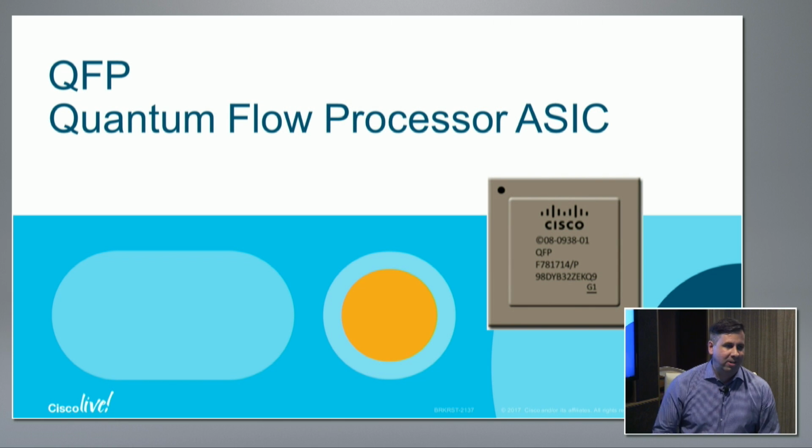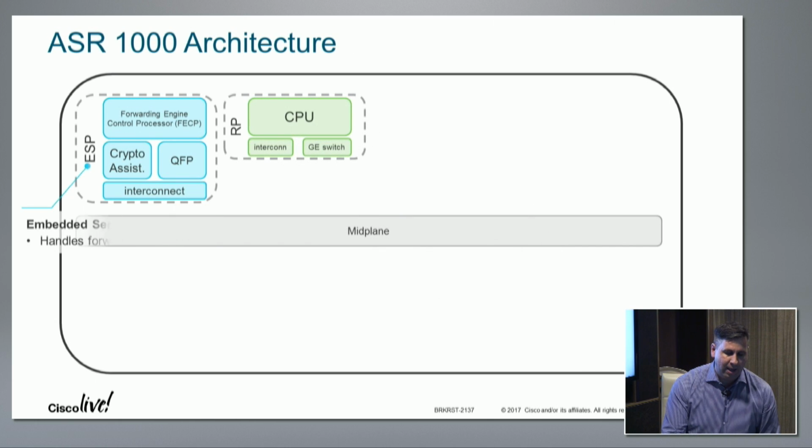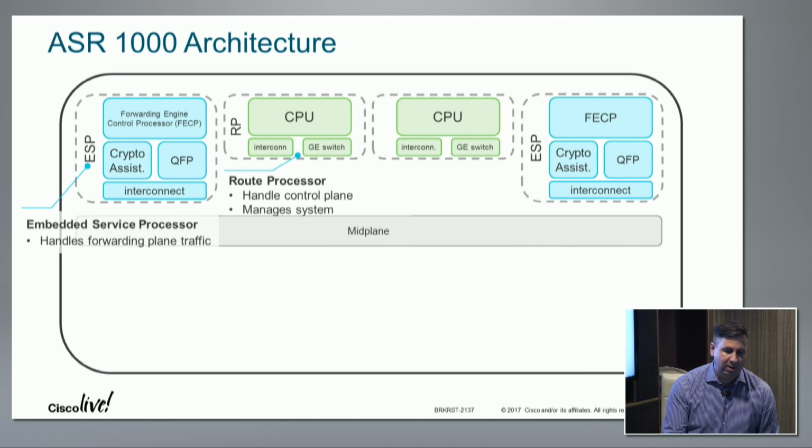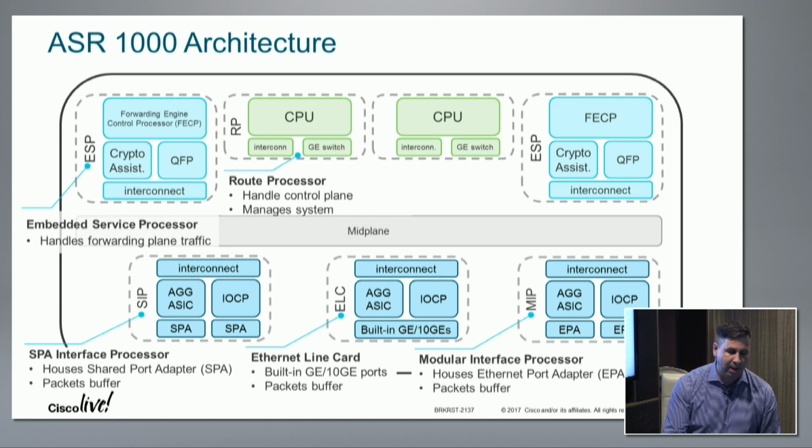So now let's switch to look at a different ASIC. What's happening in our routers? We have the ASR, and under the hood, we have the QFP, the quantum flow processor. With the overall architecture here, it typically will have 2 in a box for redundancy, and that connects all the other line cards, the SPAs, and the Ethernet line cards, etc.